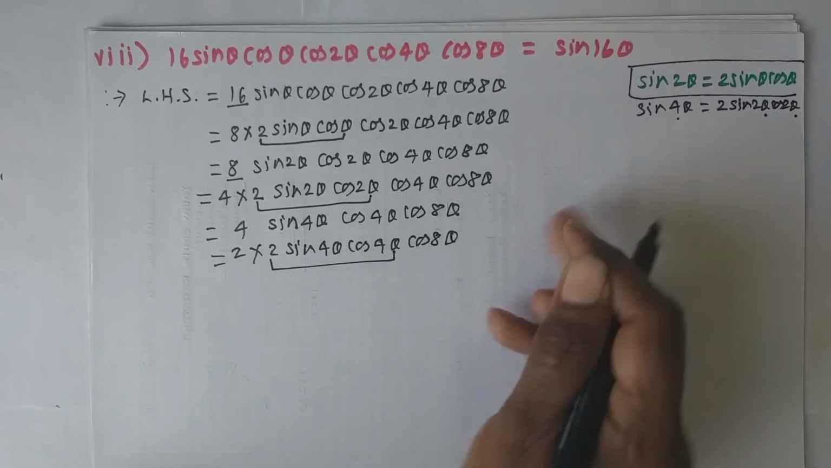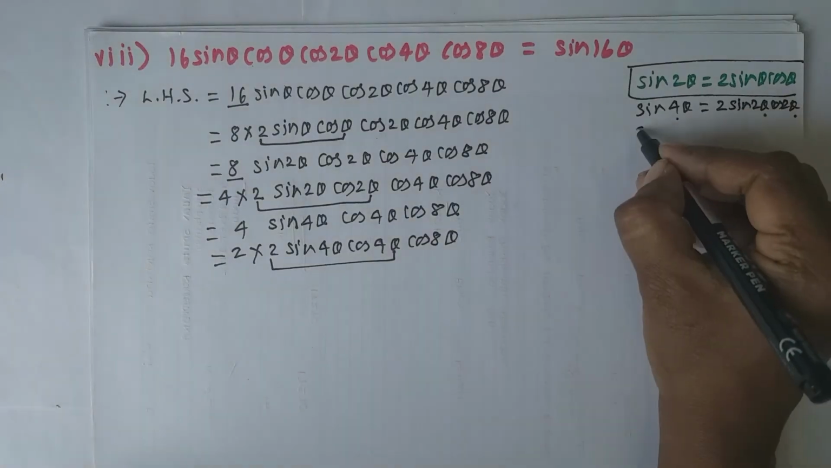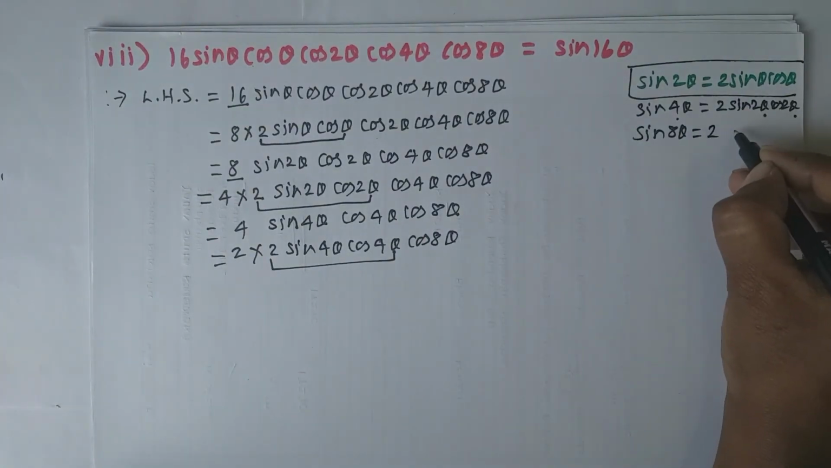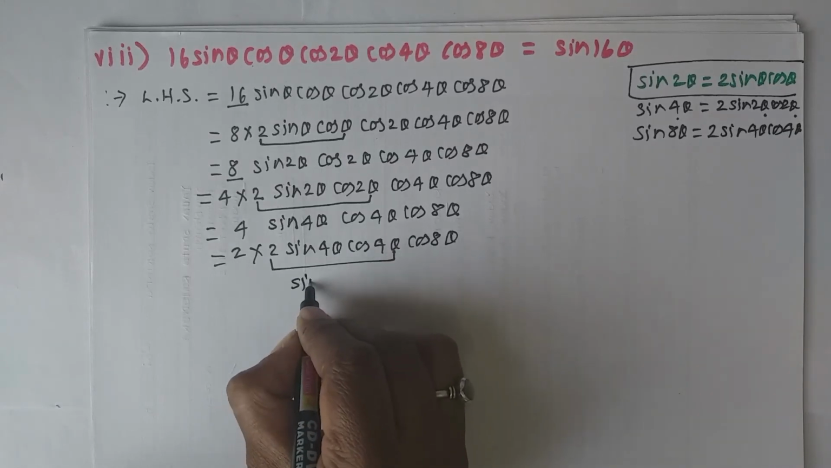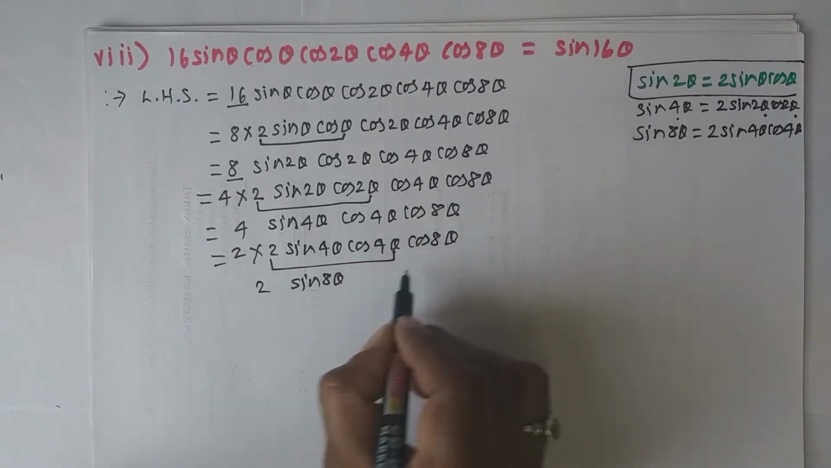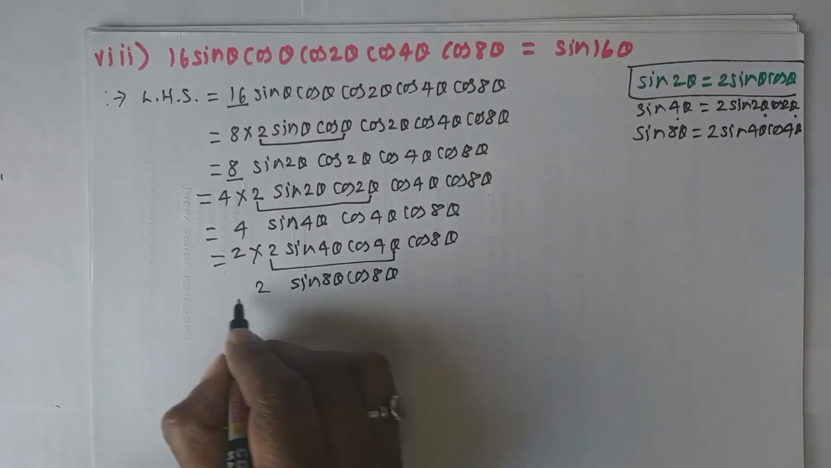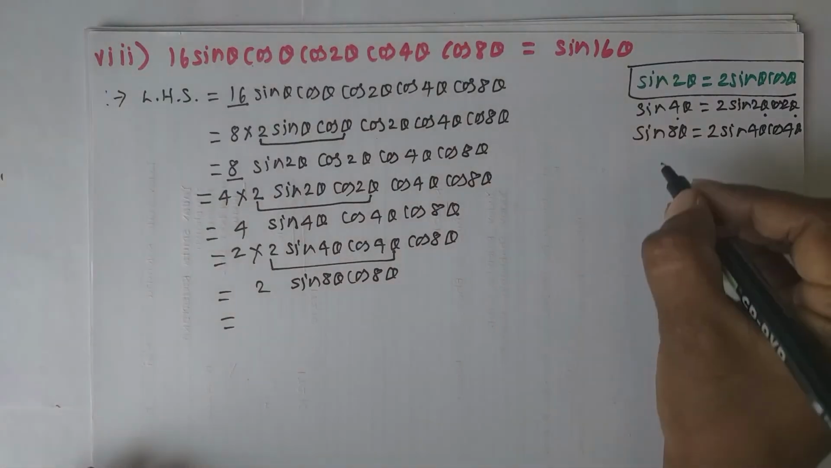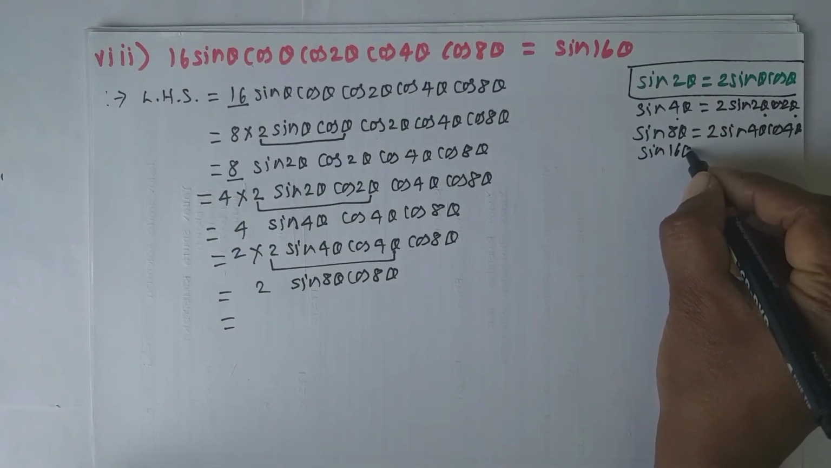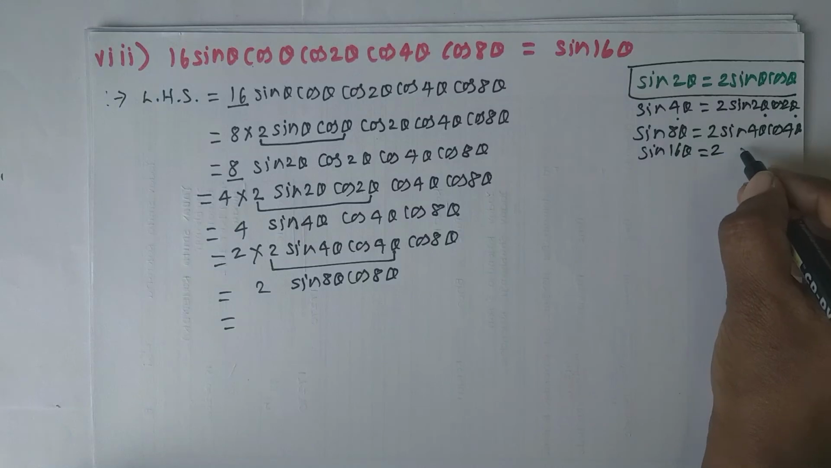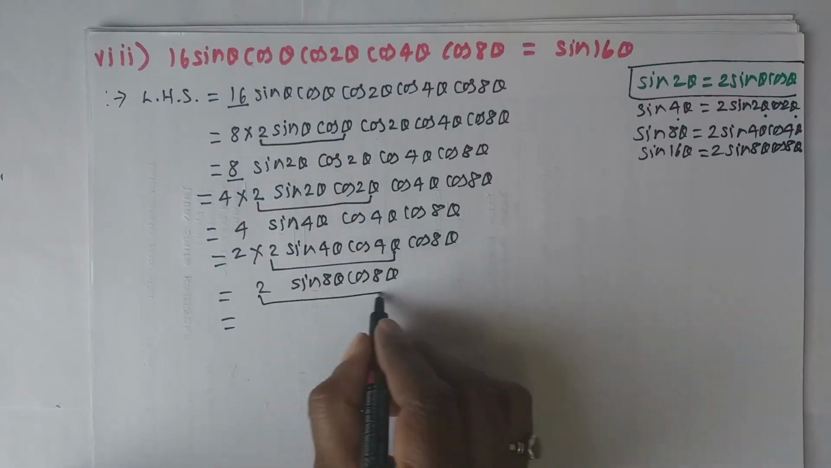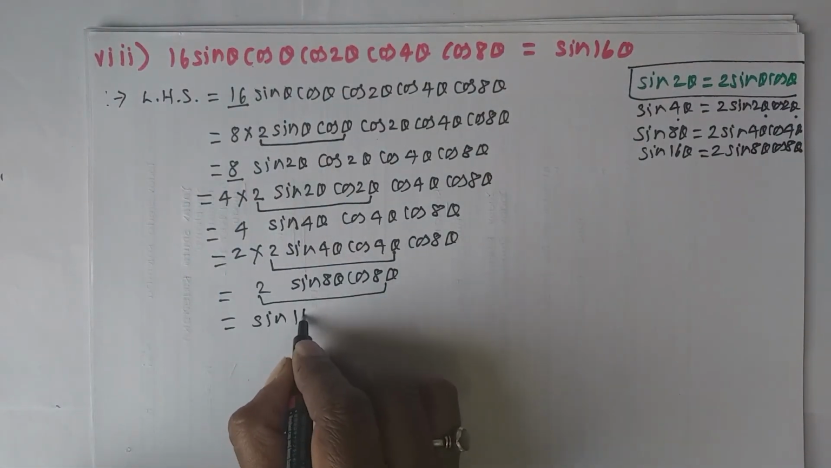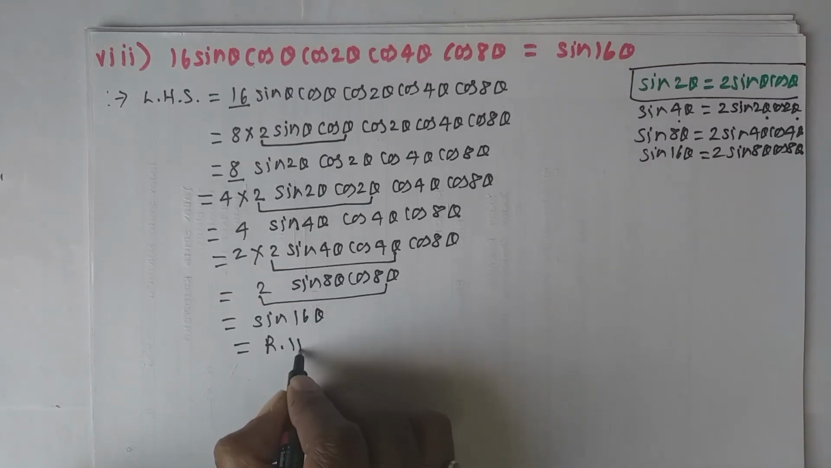And what is this again? Again use this formula. If angle is here 8 theta, then what will be this? This will be 2 times its half angle here, that is sin 4 theta cos 4 theta. Means this is nothing but sin 8 theta. Keep this 2 as it is and this cos 8 theta. And what is this? If there is angle here 16 theta, then what will be here? Half of 16, that is sin 8 theta cos 8 theta. Means this is nothing but our sin 16 theta and this is nothing but your right hand side.